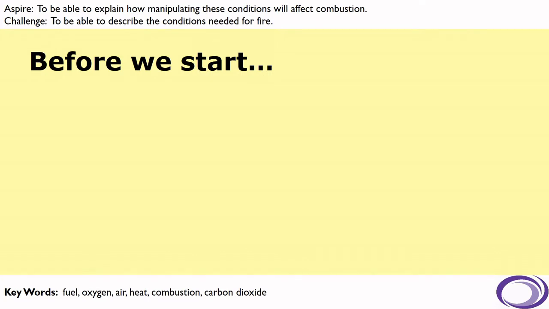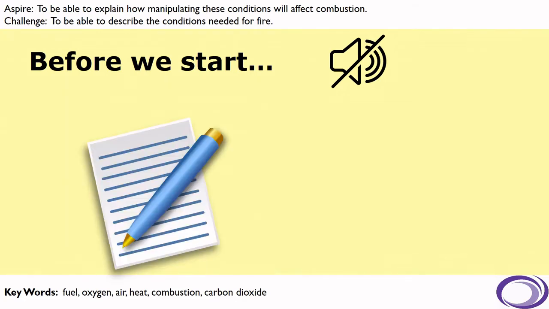Before we start, it would be really useful if you could turn the notifications off on your devices. This way you can take part in the lesson and really focus your attention. It would also be really useful if you had a piece of paper and a pen to hand so that you could take part in the activities throughout the video.